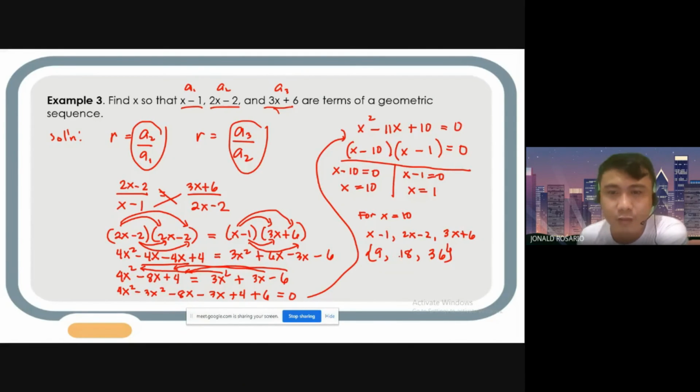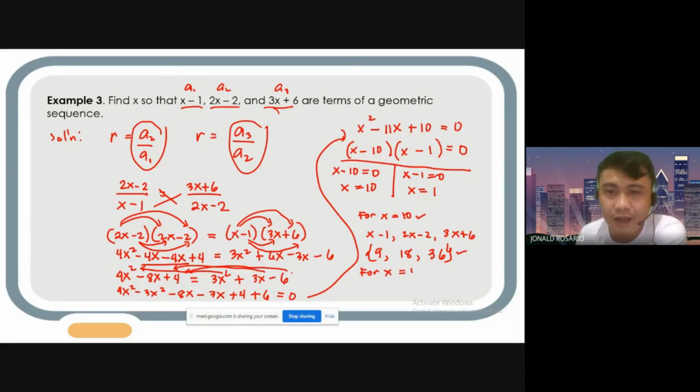Paano ba kunin si common ratio? Divide lang natin sa 18 sa 9. 18 divided by 9 is 2. So check. 36 divided by 18 is 2 ulit. So ibig sabihin, our x is equal to 10. So check yan. Okay? Next, what if our x is 1?